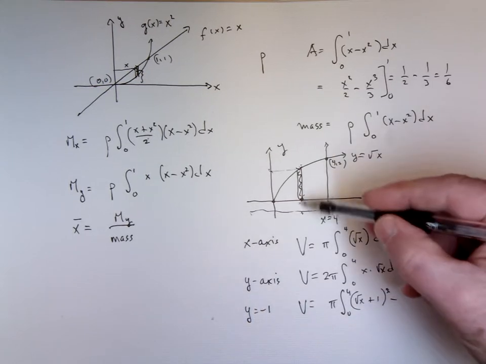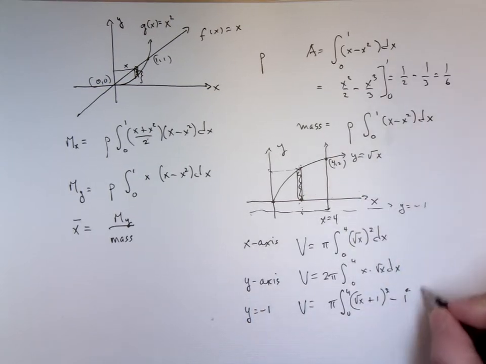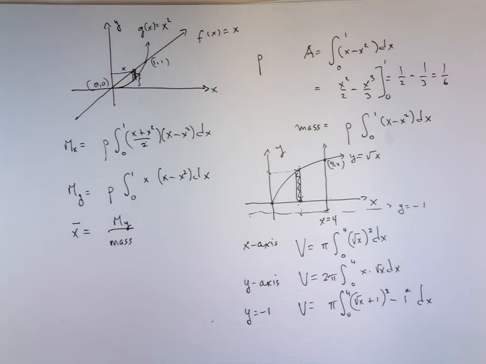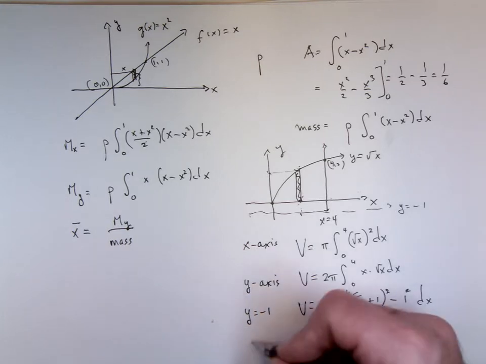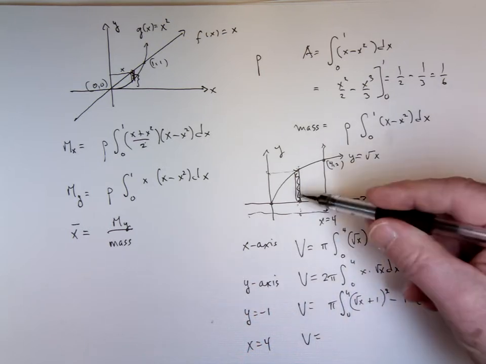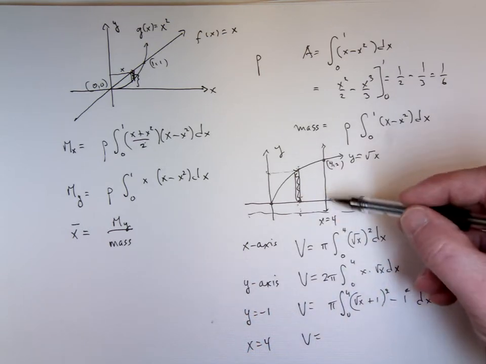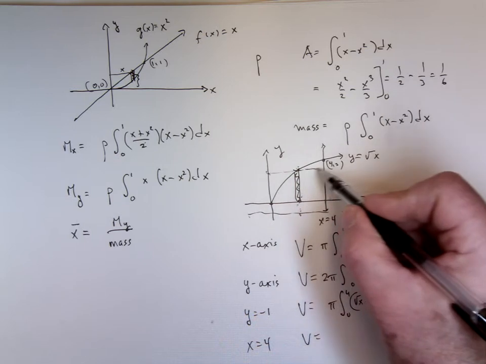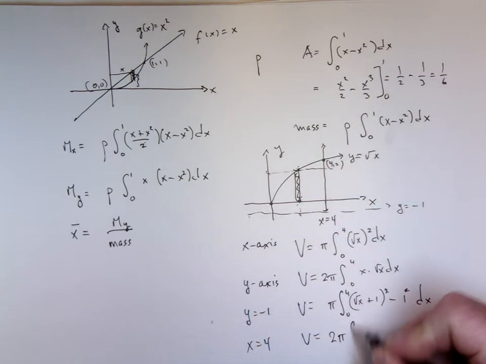Little r is this distance. That's a constant 1. Okay, so you'll get that, which is b. And finally, x equals 4. As this goes around the line, x equals 4. Again, we're back to shells again. So 2 pi, 0 to 4.